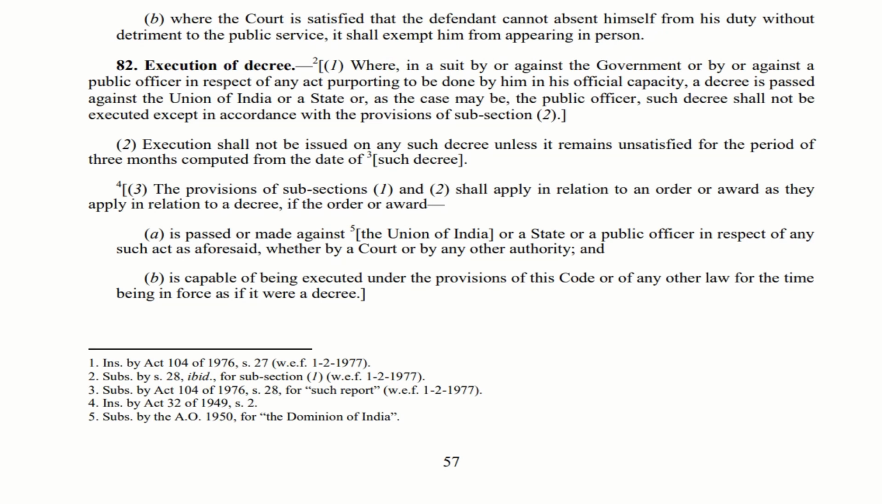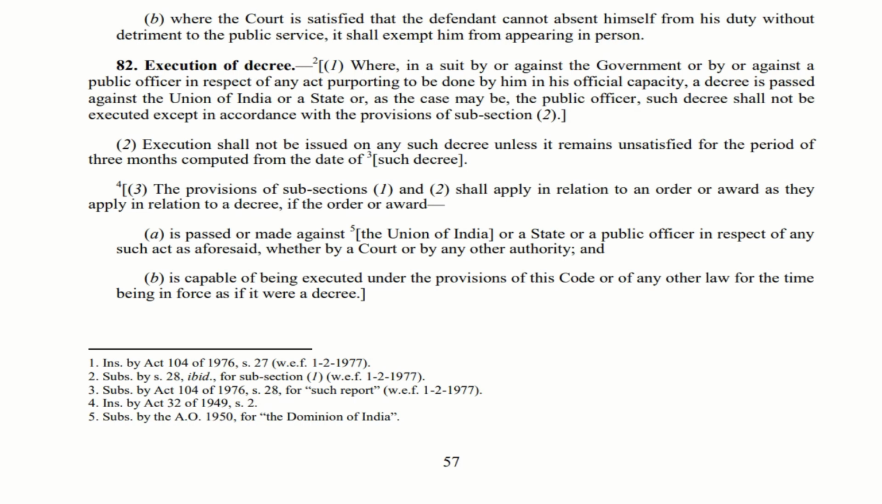Let us move to subsection 3. There might be a question: if the decree is not given, instead of a decree, an order is given or an award is given against the government, then in that case, will provisions of subsections 1 and 2 apply? The answer is yes. But there are two conditions which are required. The first condition is that the order or award should be passed or made against the Union of India or state or public officer. It can be by a court or any other authority. That is not a problem.